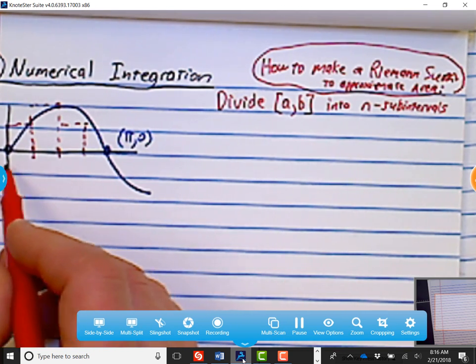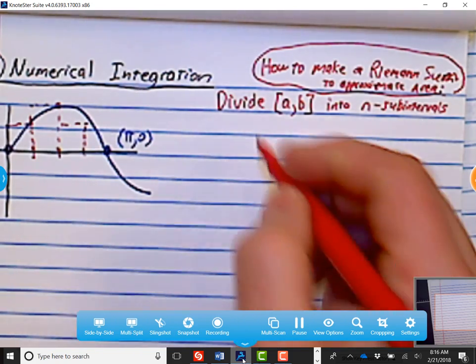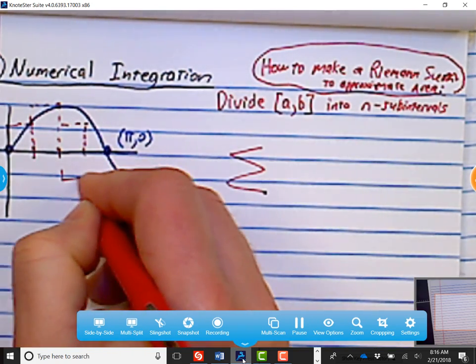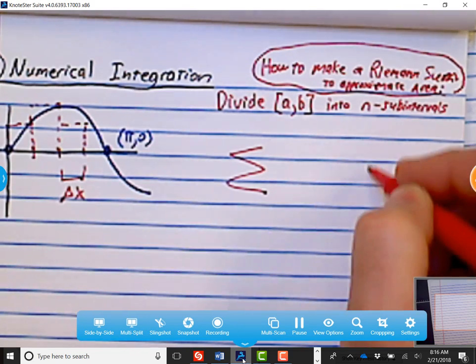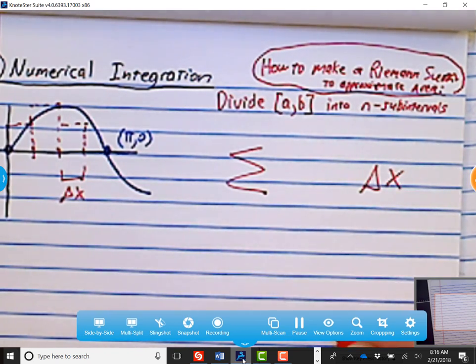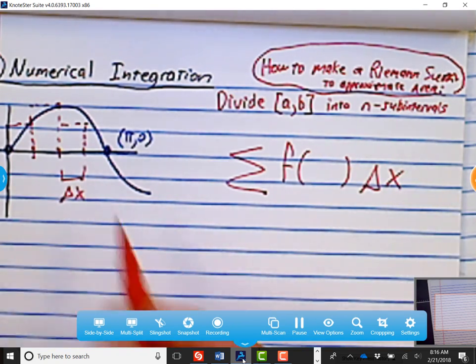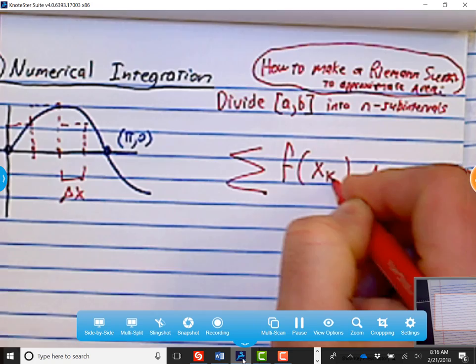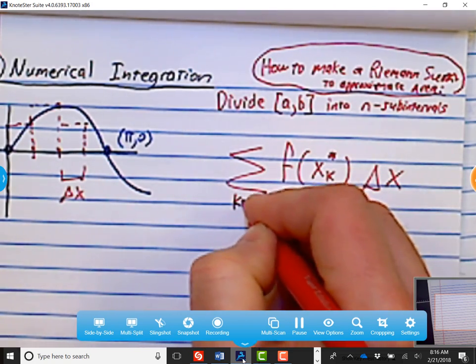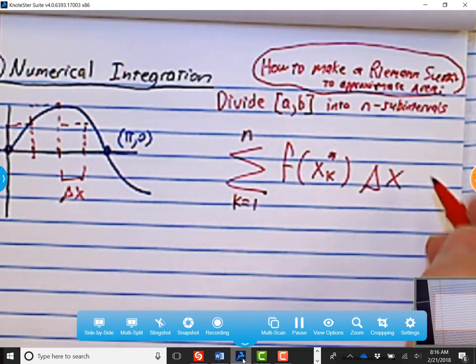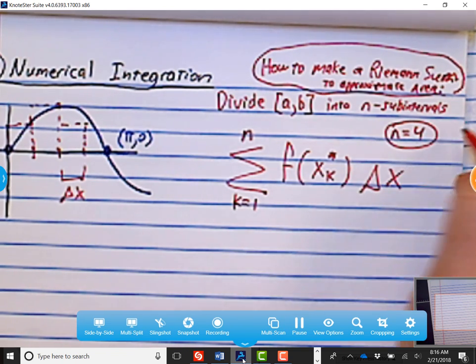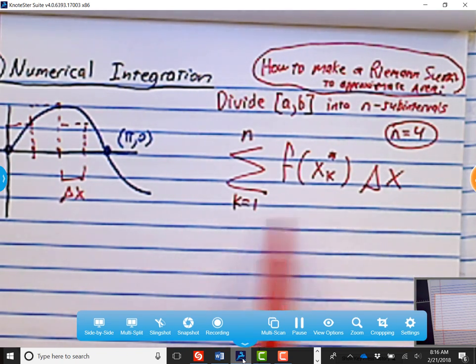And so then they add up the widths and the lengths, and basically you get a big sum. The width here we call delta x. And then we get the height, which is f of, looks to me like I was doing right endpoints, so it's x_k star, k equals 1 to n. Here n is 4. I probably don't show all this notation the first day of class. That'll scare the crap out of them, so I don't do that. Instead, I just add up a bunch of rectangles, right?